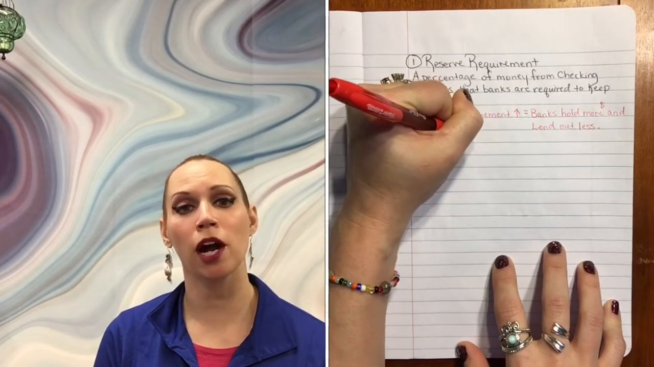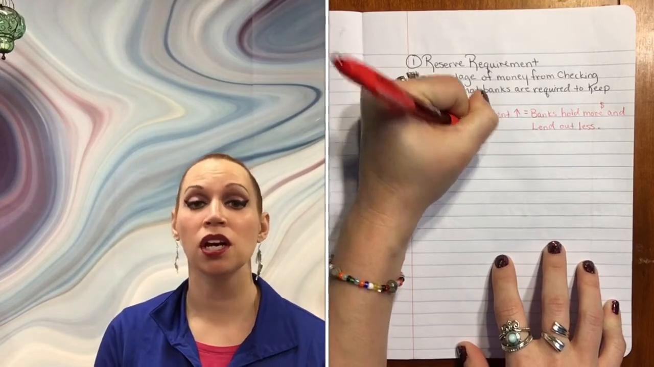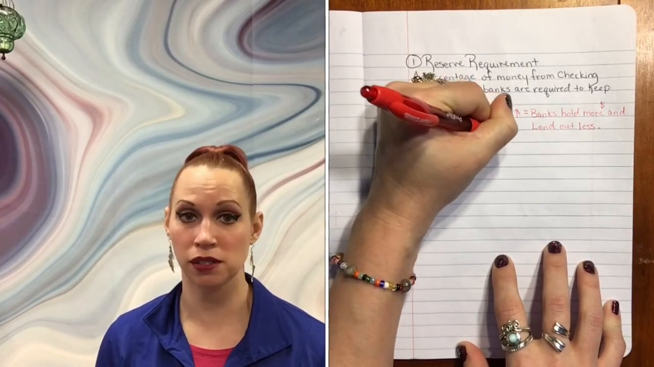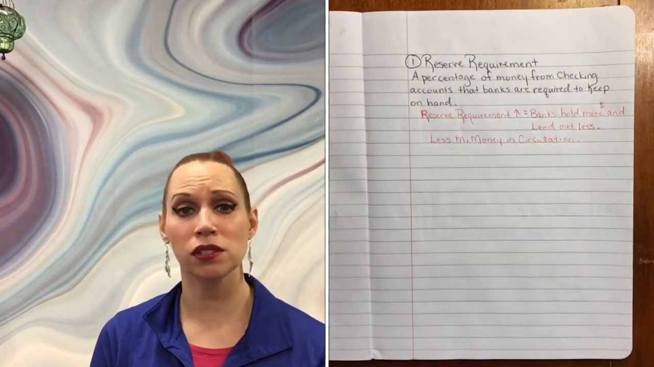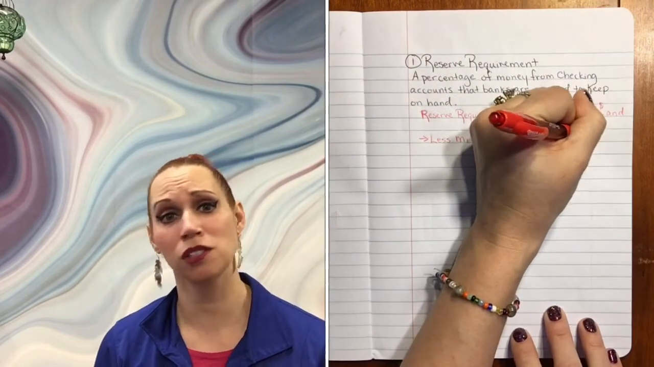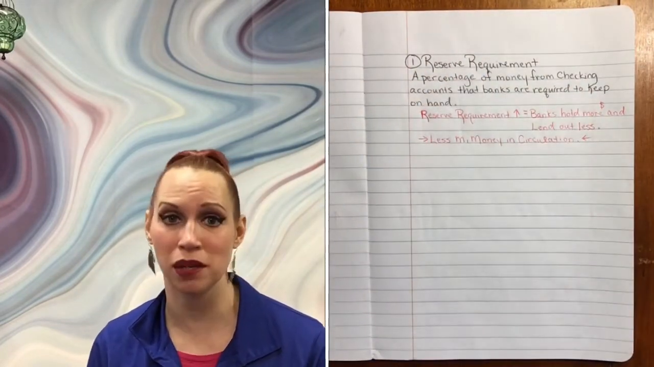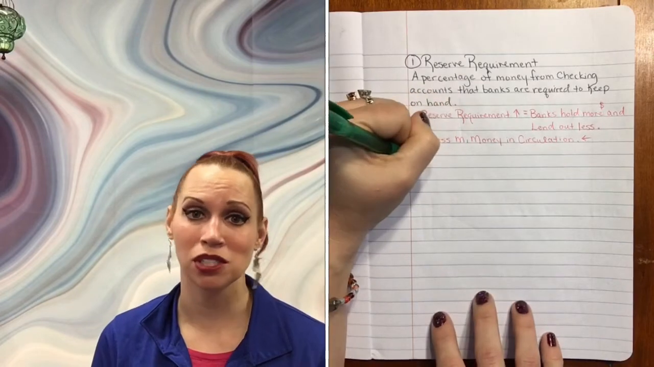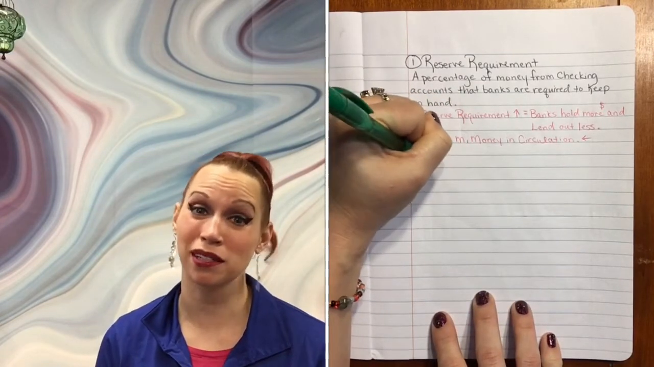The reserve requirement refers to a percentage of people's checking deposits that the banks have to keep on hand in case people want to come to the bank and withdraw their money. Having this amount of money on hand tries to help prevent a bank run. When the Federal Reserve increases the reserve requirement, that means that banks have to hold on to more money so they can't lend out as much. And if they can't lend out as much, that means that they're not getting paid back as much interest.